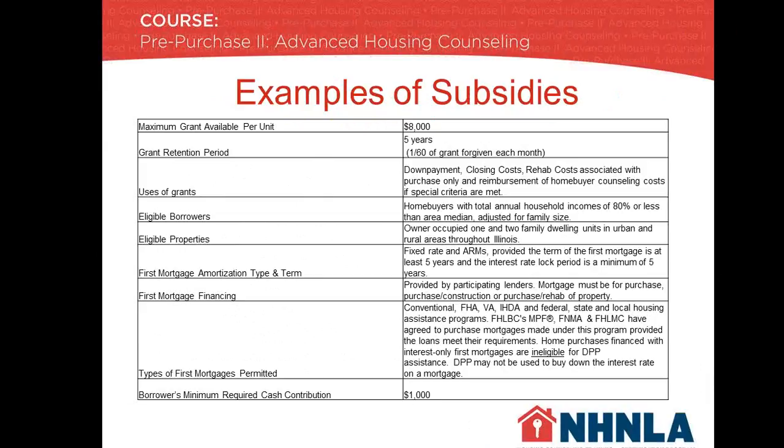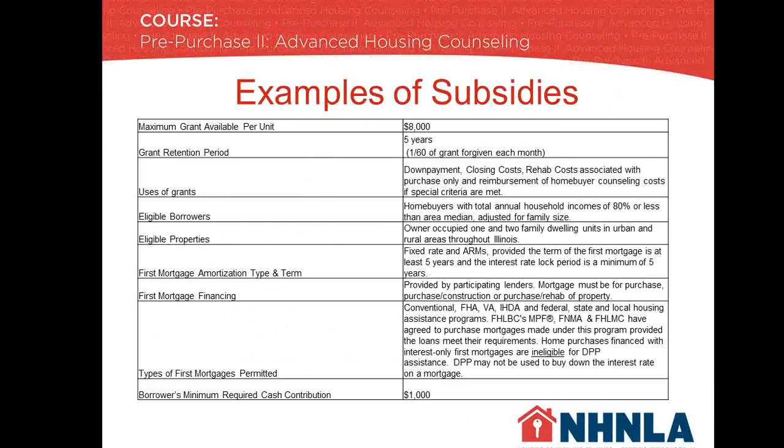Here's a slide that shows an example of one particular subsidy. You can see here that the maximum grant available per unit on this particular example is $8,000. And this is a 5-year grant. That's 60 months. And every month, 1/60th of that grant is forgiven, so that by the end of the 5 years, it's totally forgiven. And in this example, the grant can be used for down payment, closing costs, rehab, and even reimbursing the homeowner for counseling costs.